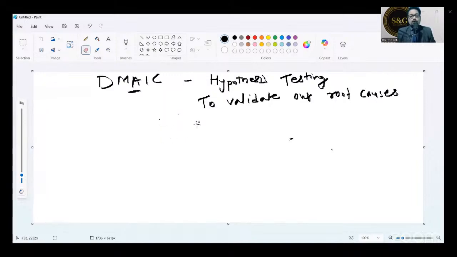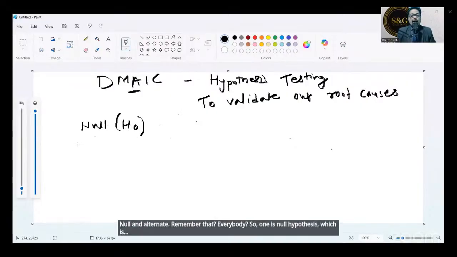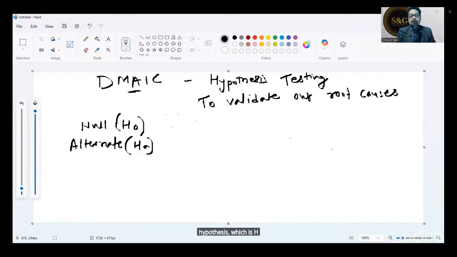Yeah. Very good. Null hypothesis and alternate hypothesis, right? Null and alternate. Remember that, everybody? So one is null hypothesis, which is H0, and the other one is alternate hypothesis, which is HA. Okay. So null, it is called a statement of equality.